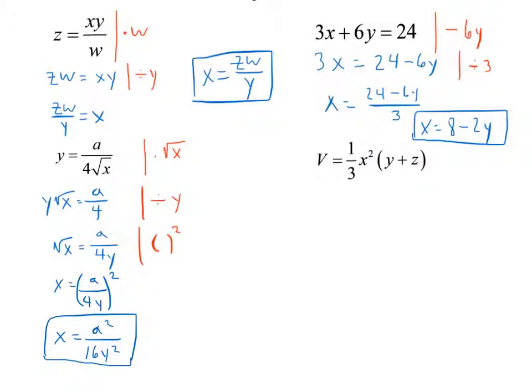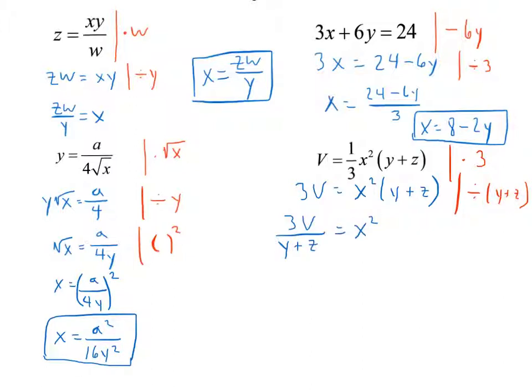On to the last one. Start with multiplying. Undoing the 1/3 by multiplying by 3, and now I will divide. I'm going to divide everything, each side, by that y plus z. And so it was that whole side, 3v all over y plus z. Last thing left to do is to get x by itself, so take the square root. And there we go, square root of that whole thing.